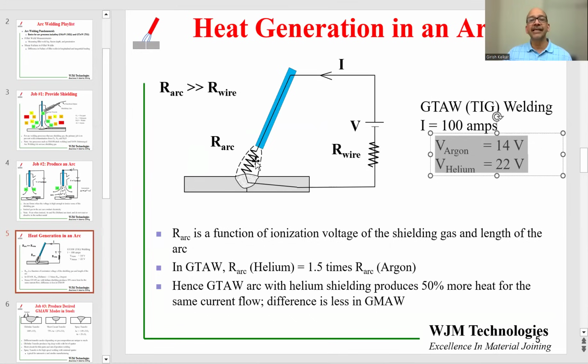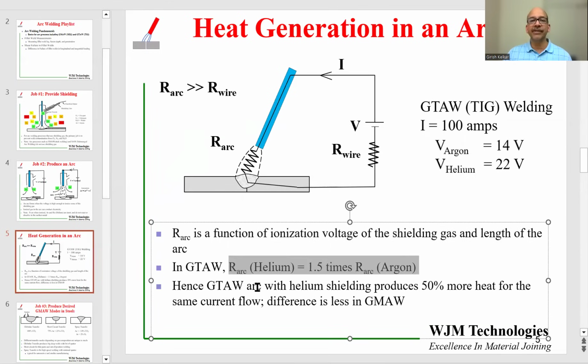That is because helium is much more difficult to ionize, so it needs a much larger voltage. And essentially, there is a much higher resistance in the arc when we are using helium. So by order of about 50%. So if you make the same weld with gas tungsten arc welding, and we do it with argon or helium, you'll find that the arc with the helium is producing almost 50% more heat than the arc with argon.